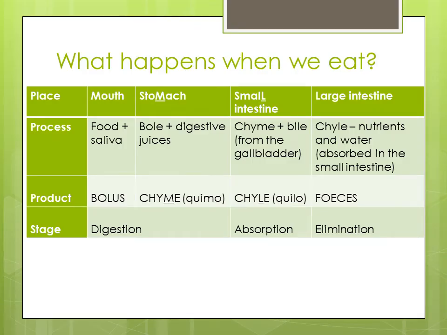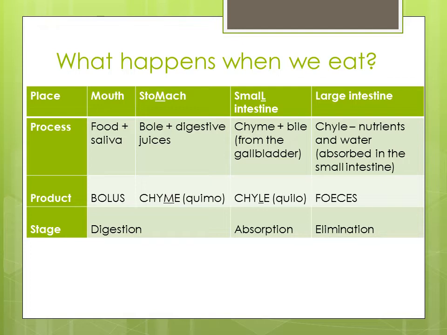Then let's see this table that I have created to help you all learn what happens in which part. In the mouth, we have a process which is mixing the food with the saliva. The product of the food with the saliva, we call it the bolus, the digestive bolus, el bolo alimenticio. And the stage in which we are located is called digestion. Okay, in the stomach, the bolus is mixed with the digestive juices, con los jugos gástricos, and the end product is called the chyme, el quimo.